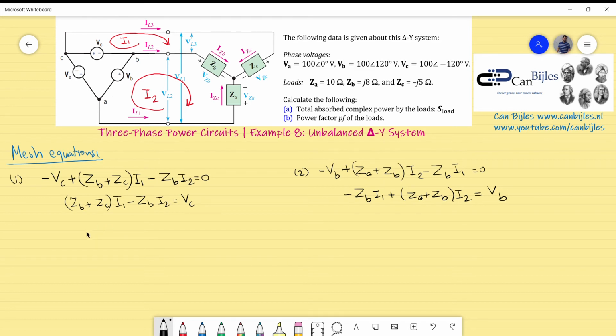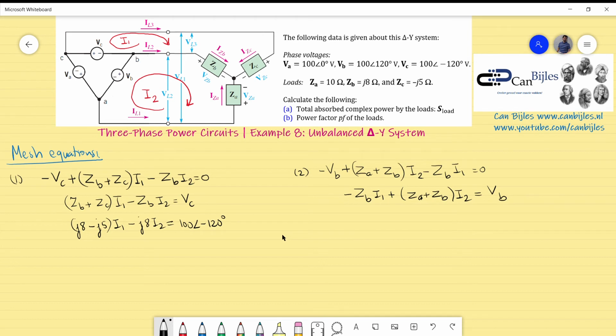So what we have is the following. Z of B will be j8 minus j5 for the first term, I1 minus j8 times I2, and this will be 100 phase minus 120 degrees. What I want is I will simplify this, of course, and I will convert this expression also into the rectangular form, which is actually done many times, so I will leave the details out.